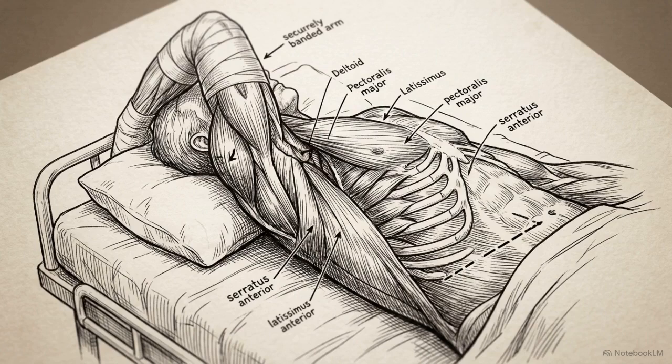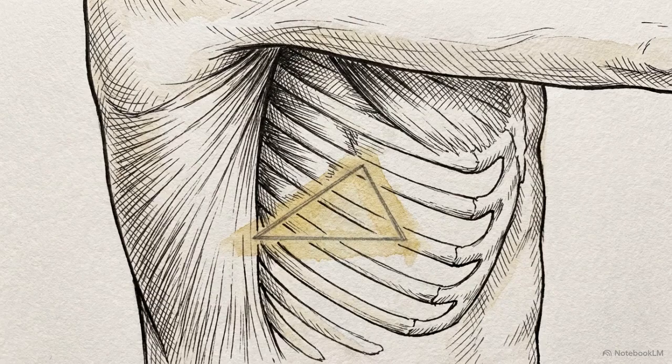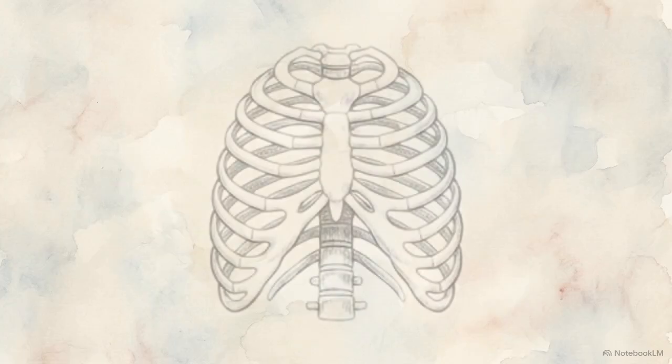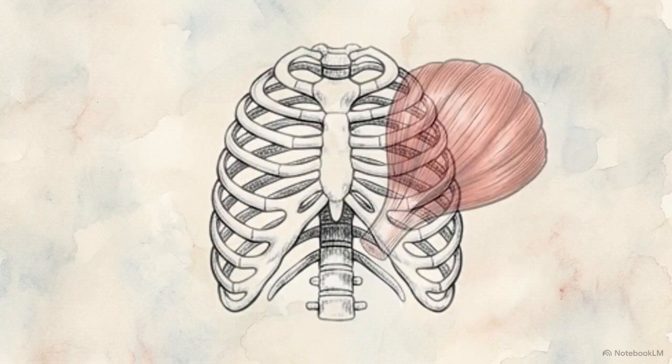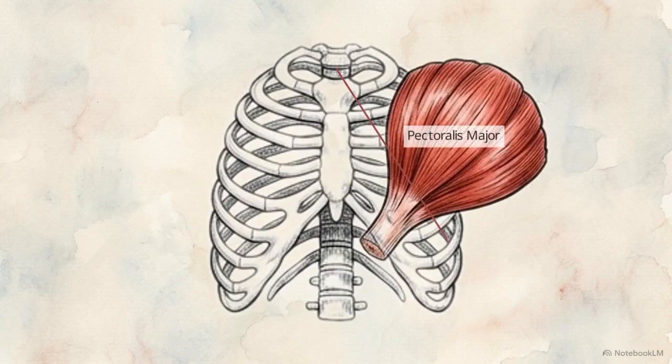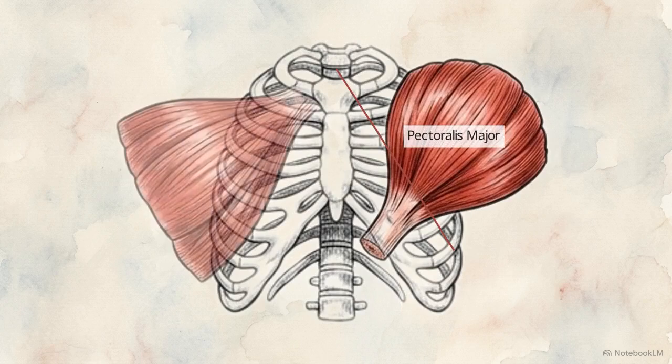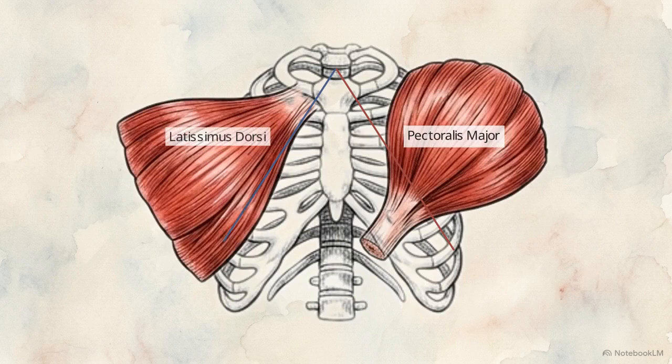Step 1 is locating the primary target zone, the safe triangle. This is the only verified window through the chest wall's external defenses. This diagram shows the muscular borders of the lateral chest wall. The precise anterior boundary of our target zone is the lateral edge of the pectoralis major muscle. The posterior boundary is the anterior edge of the latissimus dorsi.